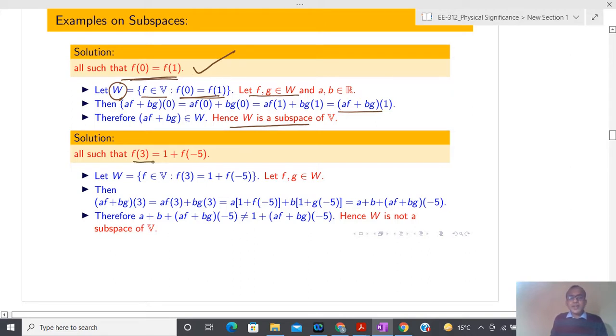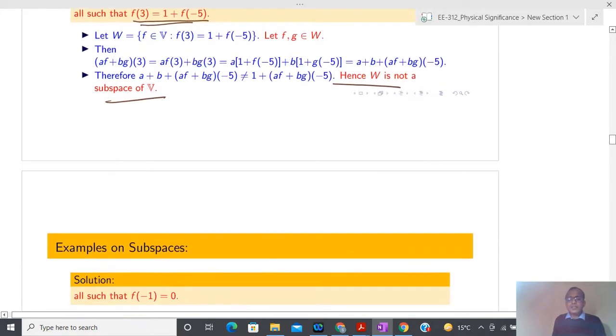Now let us again change it, f(3) equal to 1 plus f(-5), and it is possible to show that now this relationship will not be satisfied. It is very easy to check, due to that reason I am not checking. Okay, so please do it by yourself.